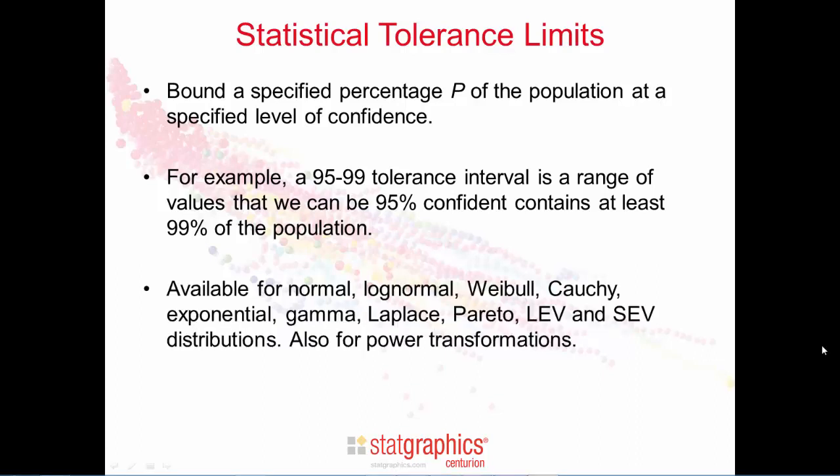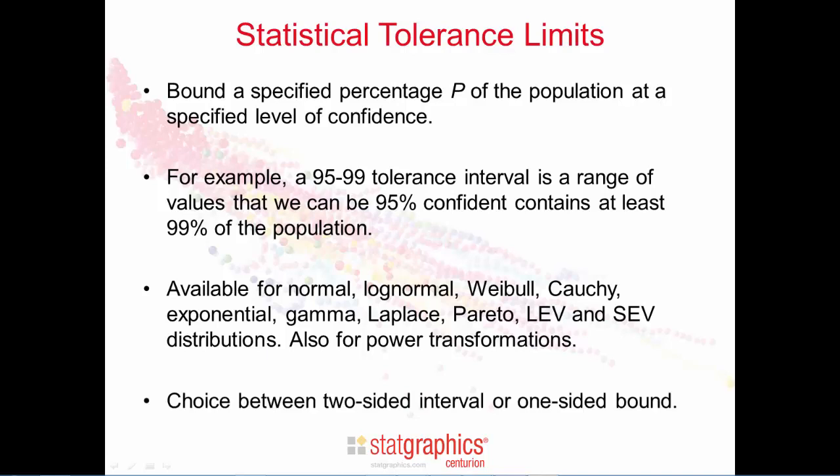The Process Capability Analysis Statlet will calculate statistical tolerance limits for various distributions and also for situations where you apply power transformations. It doesn't get around the problem of having to select the best power or the best distribution, but once you've made that decision, you can calculate the tolerance limits. When calculating tolerance limits, you can choose between two-sided tolerance intervals and one-sided tolerance bounds.